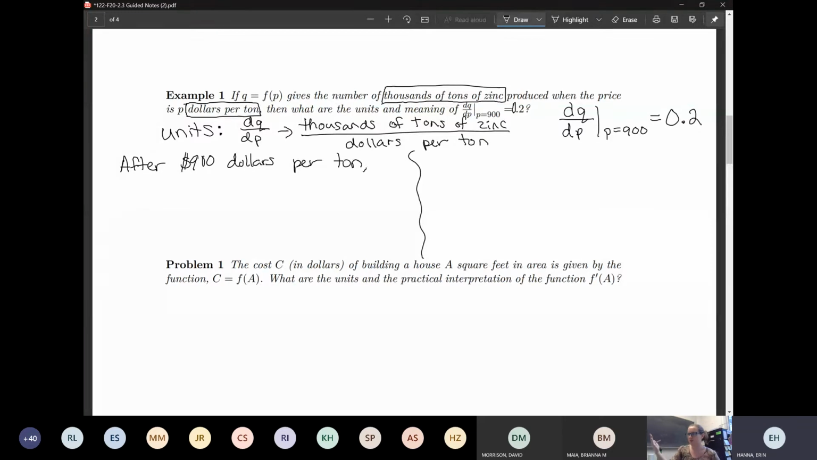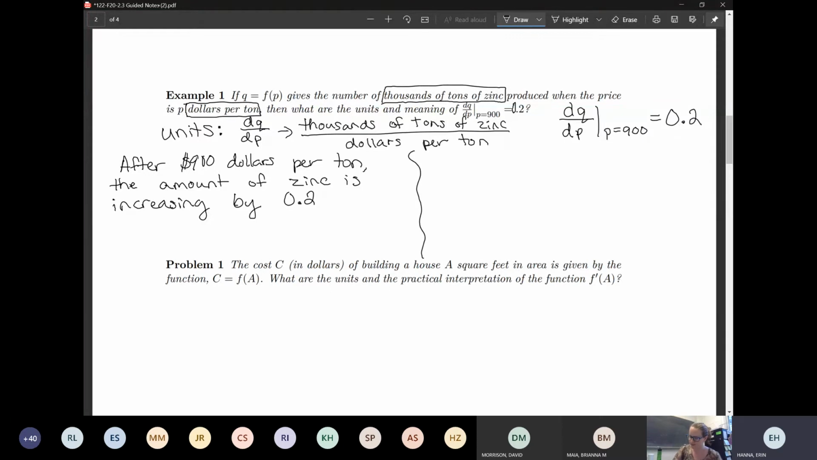then we tell whether the Y values, the Q's in this case, are increasing or decreasing. My derivative value is positive, so we'd be increasing. So essentially the amount of zinc is increasing by, and then we state our derivative value with the rate units, the units of the actual derivative, so that obnoxious thousands of tons of zinc per dollar per ton.